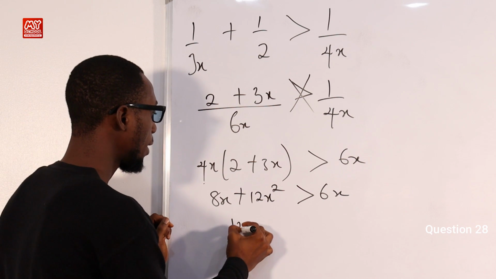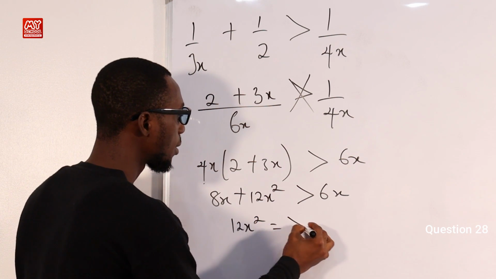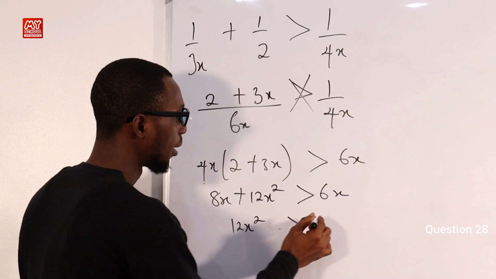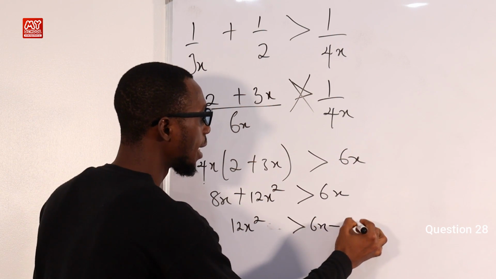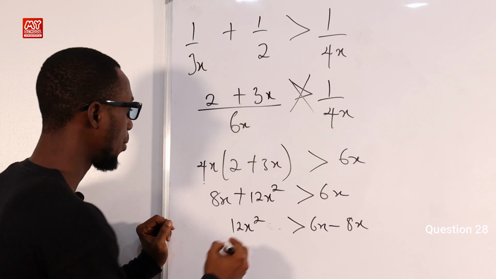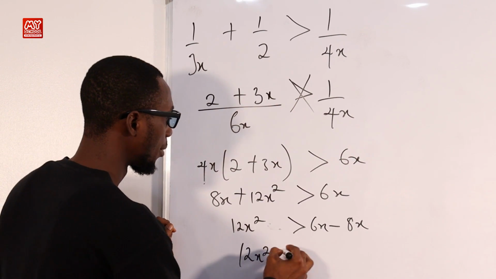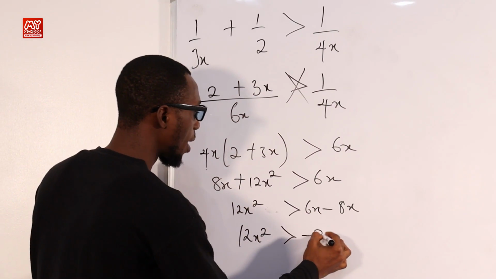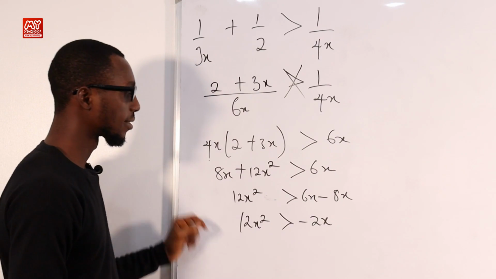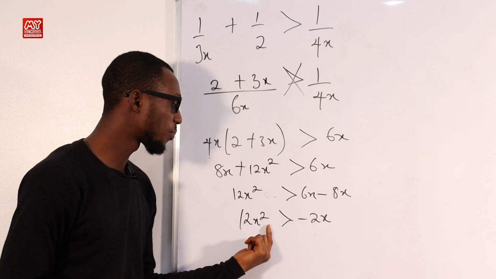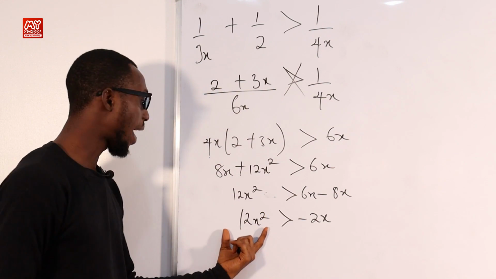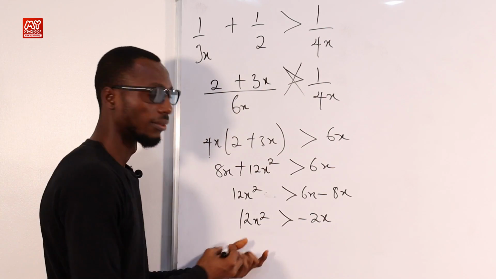So we'd have 12x squared equals 6x minus 8x. Very well. So we have 12x squared, 6x minus 8x, we have minus 2x. So what we can do to eliminate this square is to divide both sides by 12x.